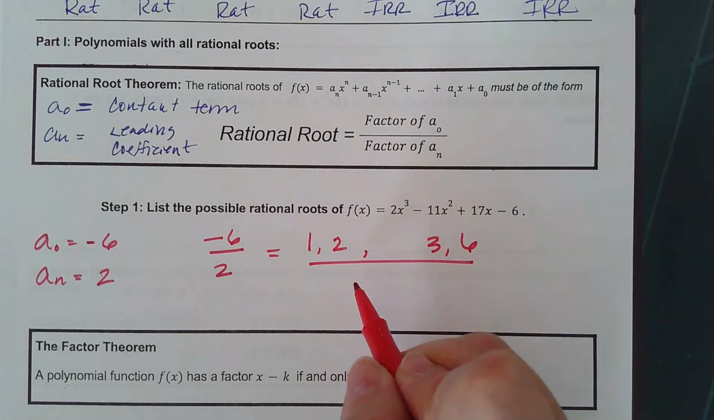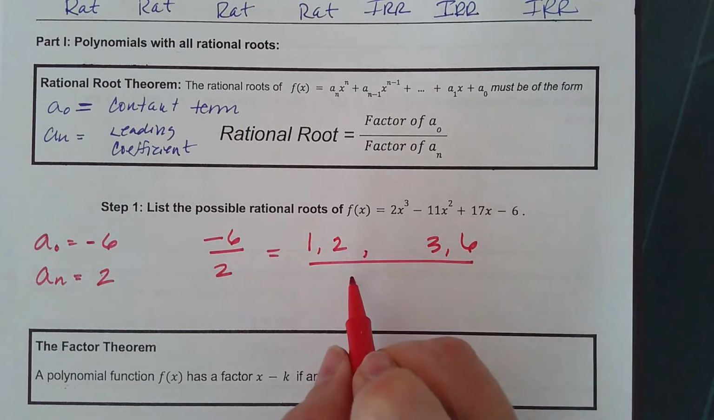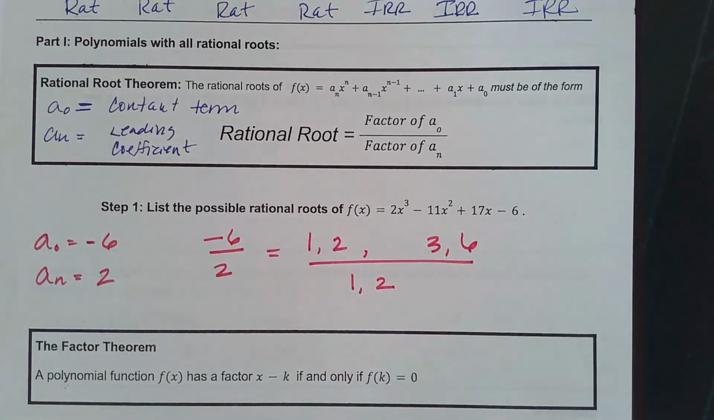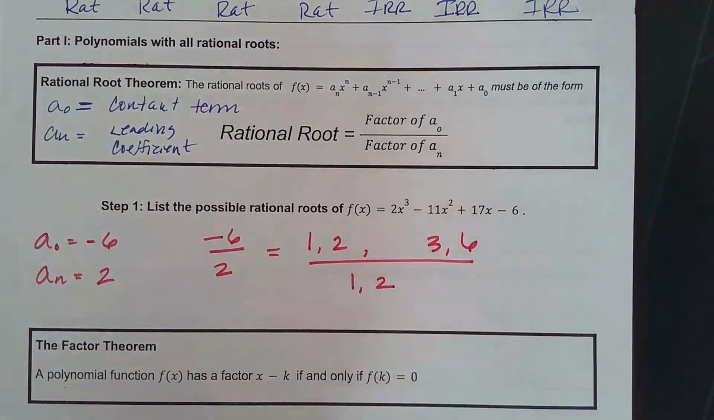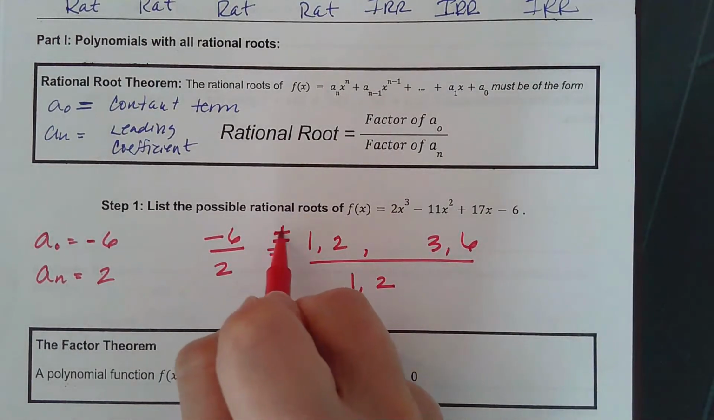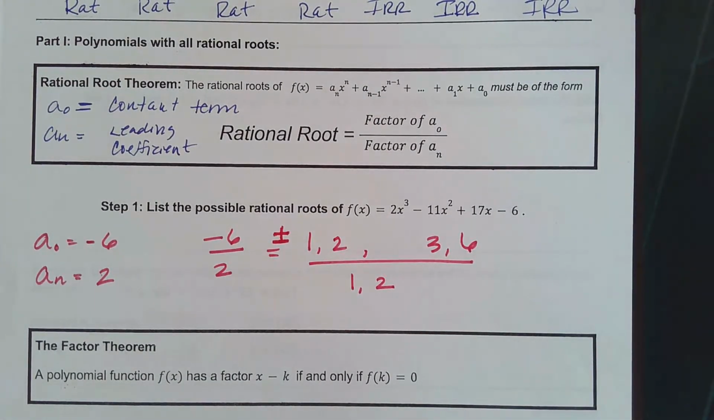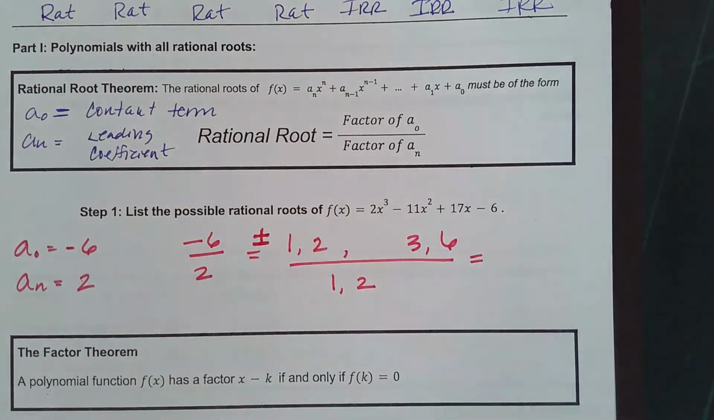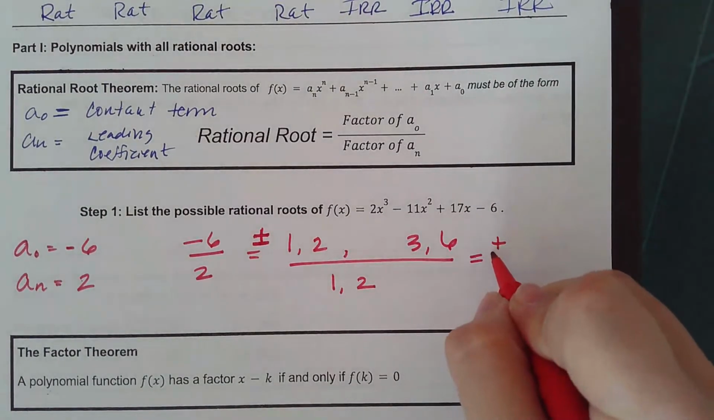Factors of 2, I would get 1 and 2. So it looks like I have those values here. What we want to also keep in mind is that we're going to put a plus or minus in this, because these roots could be positive or negative. If we were to list all of these possible roots, I would say plus and minus.